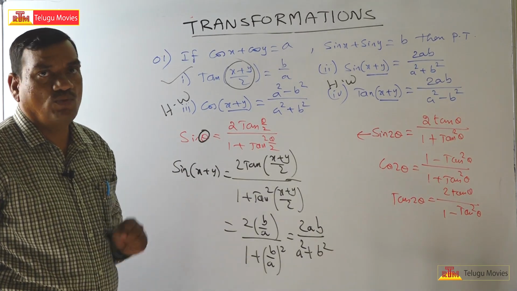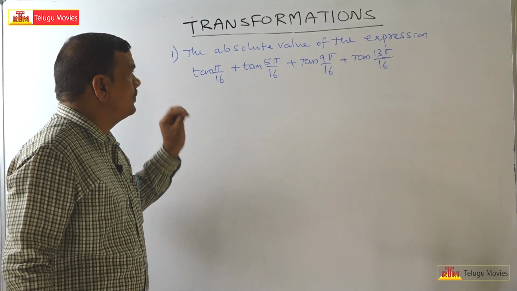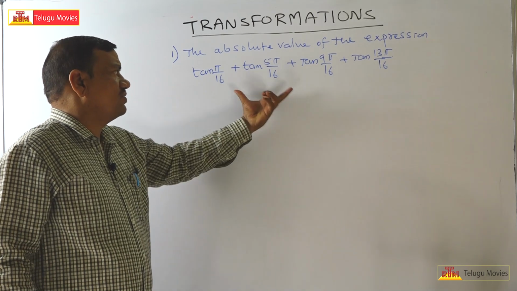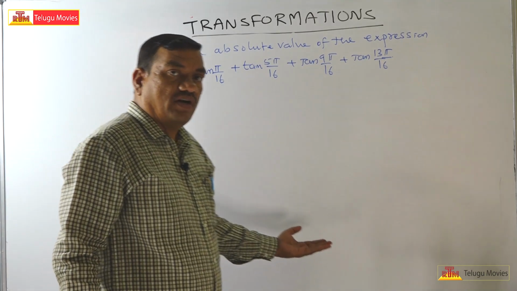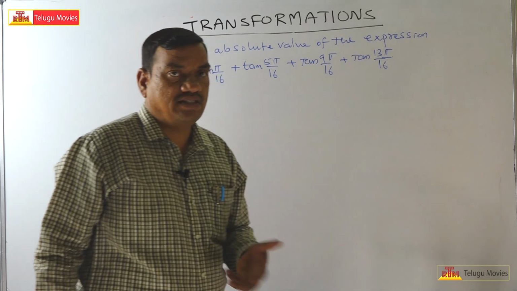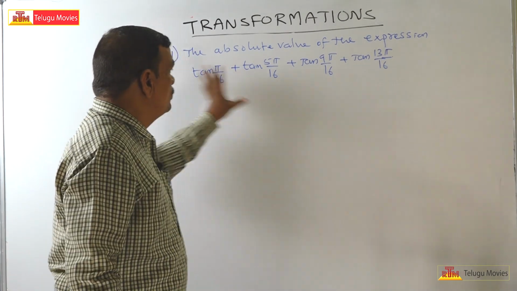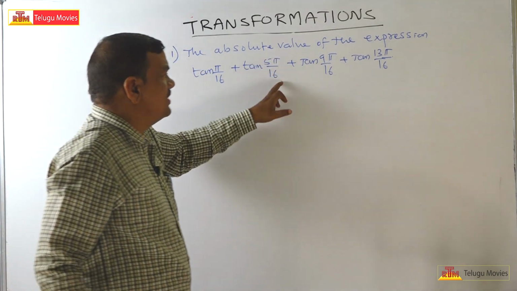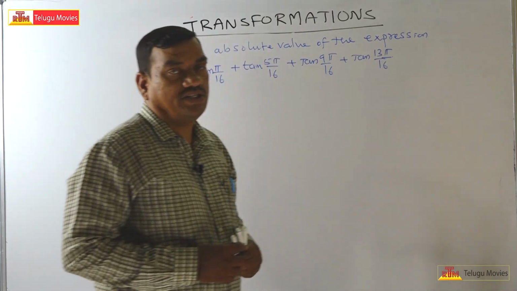Let us go for some more problems. Welcome to one of the very interesting problems. This is the absolute value of the expression. Absolute value means if you get any negative value, like minus 5, minus 6, minus 8, you have to write it with a positive sign. That's all. So remember this: tan pi by 16 plus tan 5 pi by 16 plus tan 9 pi by 16 plus tan 13 pi by 16.